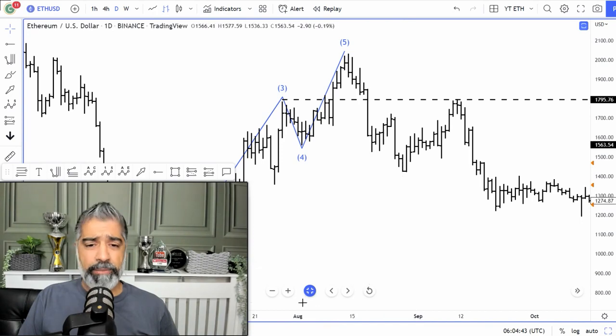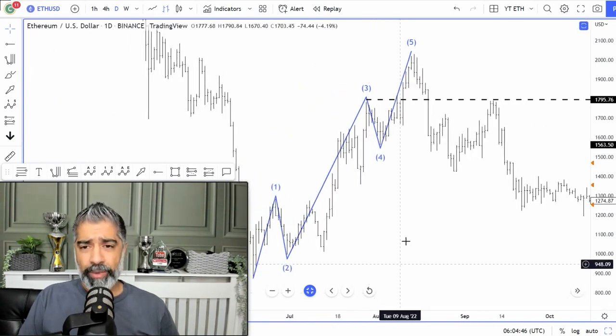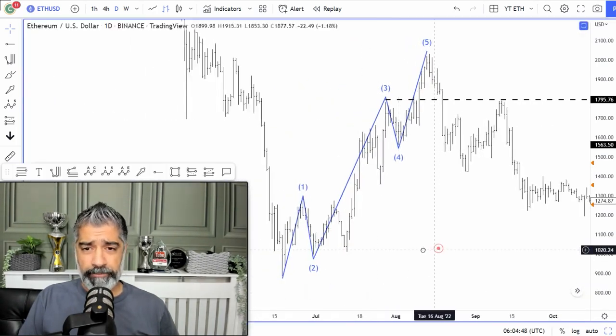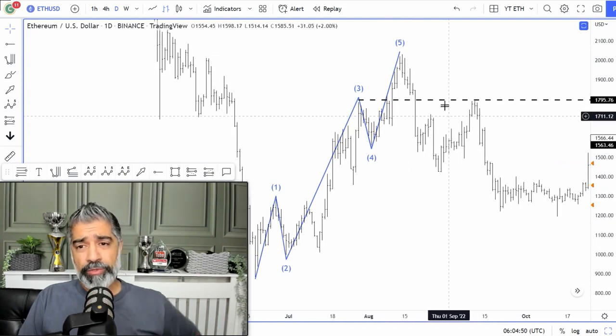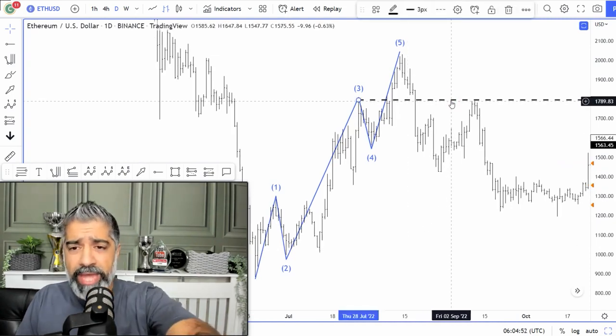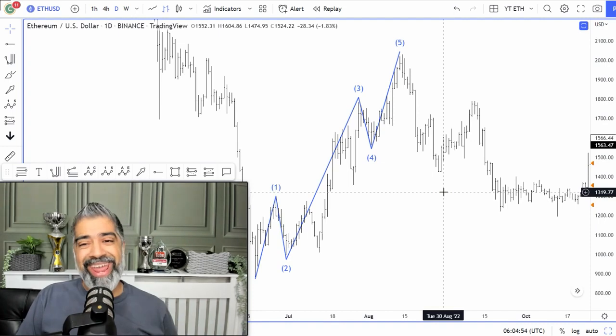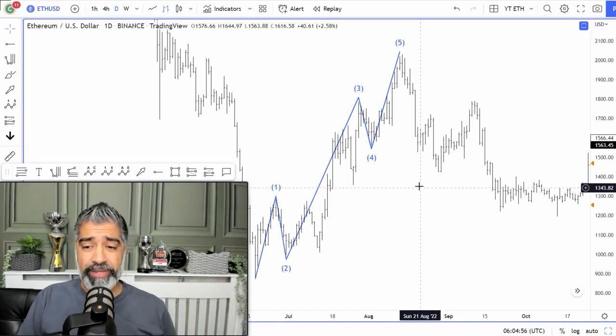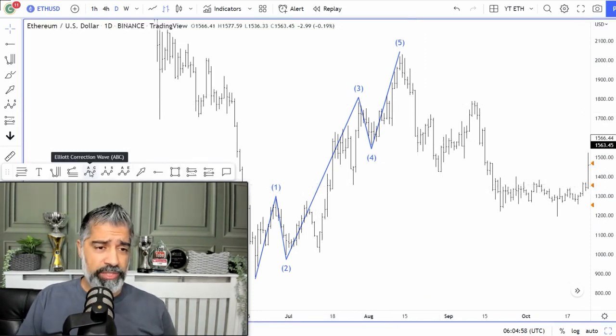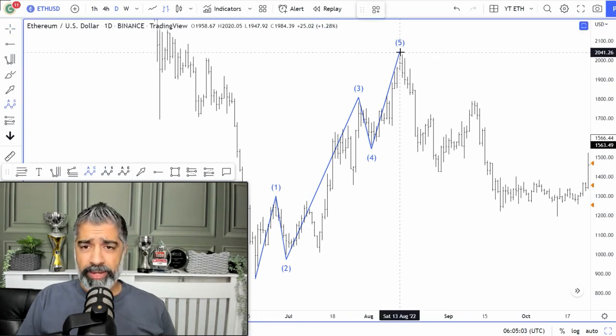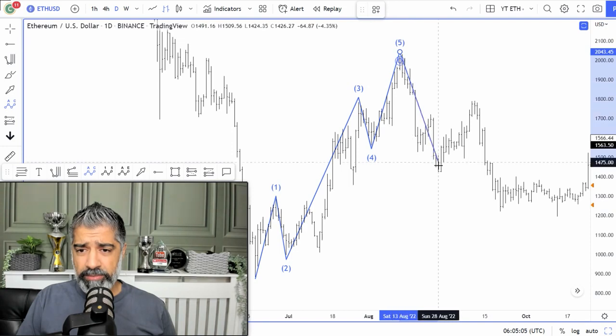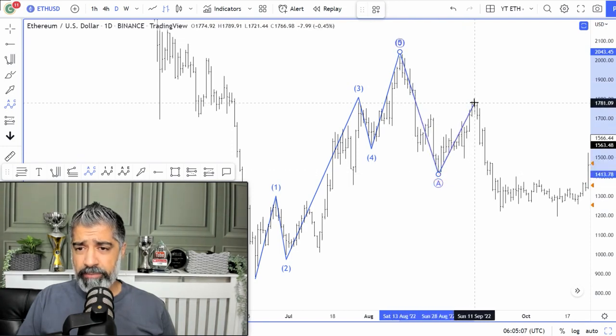All right, so let's just now go back over here. So I'm happy with this. So let's just say we're happy with this wave count. 1, 2, 3, 4, 5. And now, do you see an A, B, C? Well, we already identified that before. So let's just now draw it on. So we click on this Elliott correction wave. And we're going to click on the top, bottom, top, bottom.